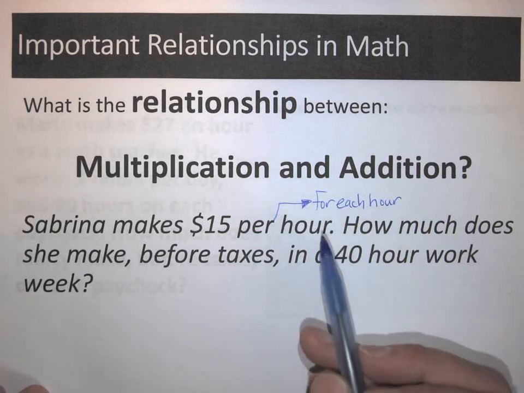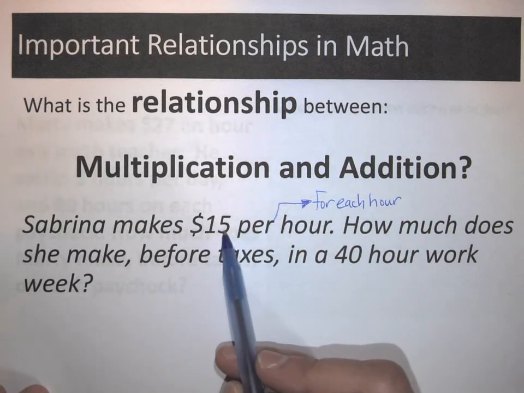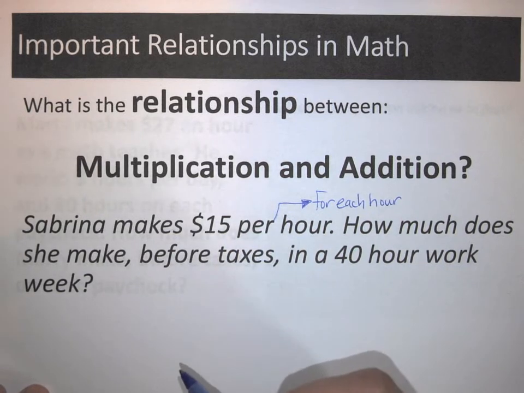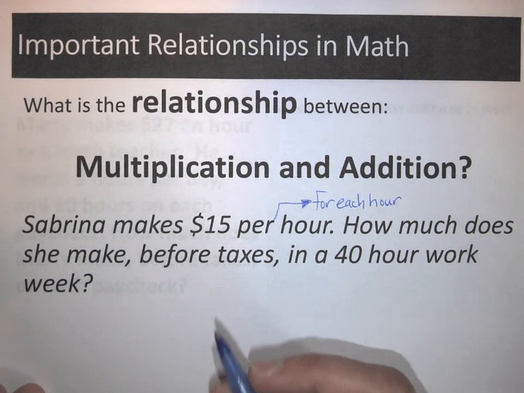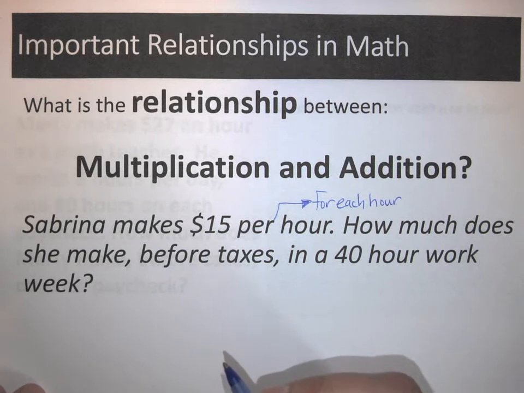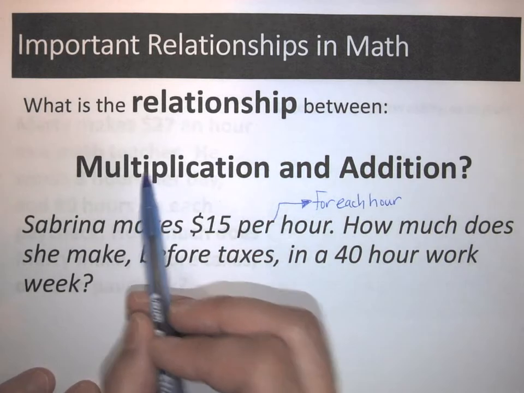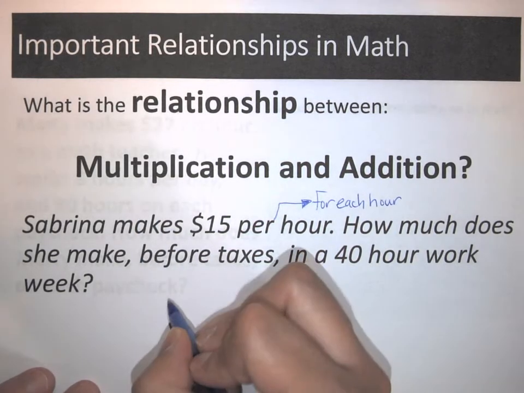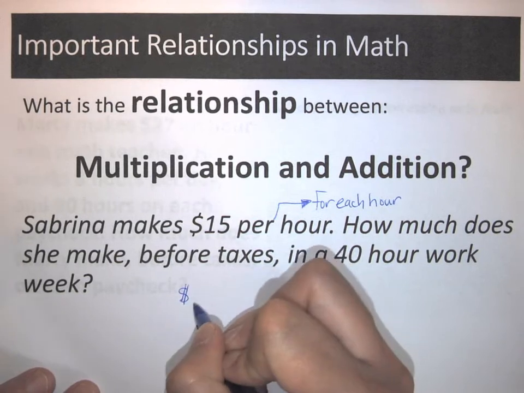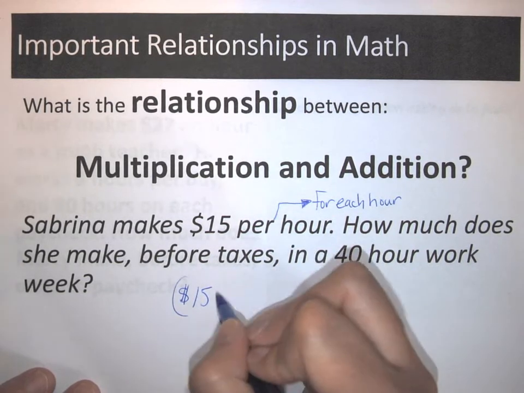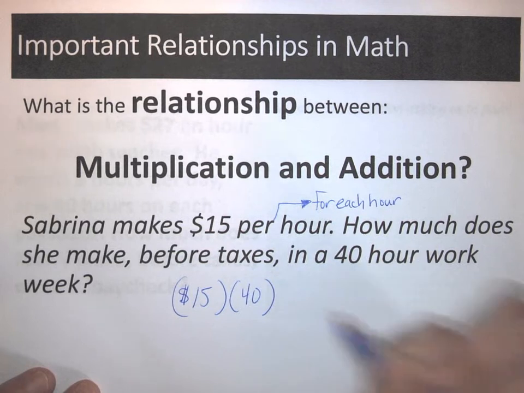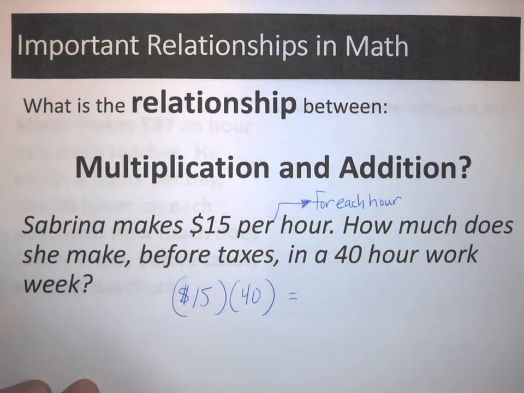So one way that I could approach this is I could just add 15 40 times. 15 plus 15 plus 15 plus 15 plus 15. That would work. I would get the right answer, but it would be hard to keep it organized because I'm adding it so many times. And that's where the relationship between addition and multiplication gets in. Because it's easier just to show $15 and multiply that by 40. And let's see what that's going to give us here.